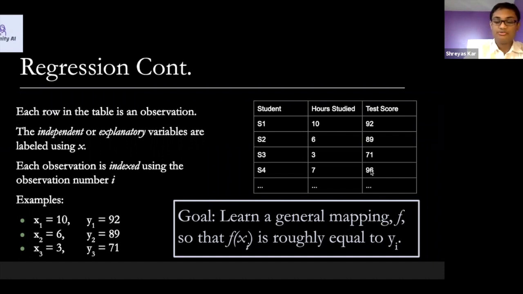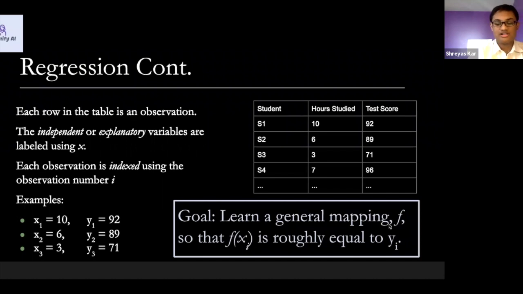So now let's introduce what our goal in linear regression is. Before I explain what the goal is, let me first talk about the textbook definition of the goal of a regression. If you Google it in a textbook, you probably see that the goal is to learn a general mapping f such that f of xi is roughly equal to yi. That definition might make a little bit of sense, but let me explain it in greater detail.